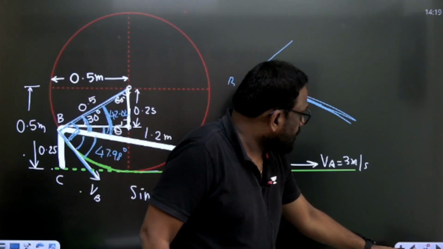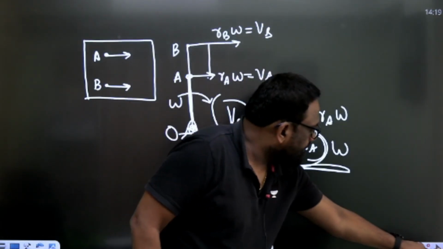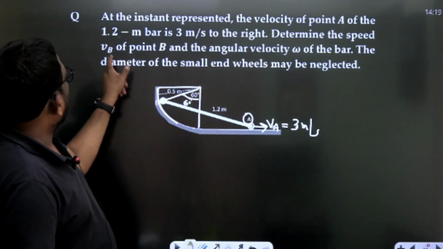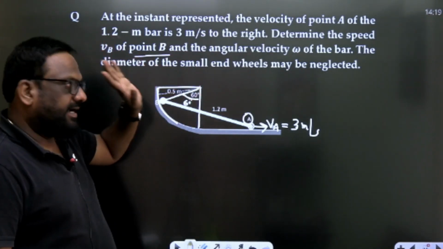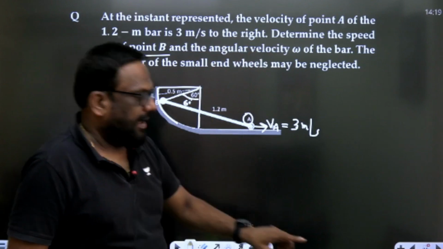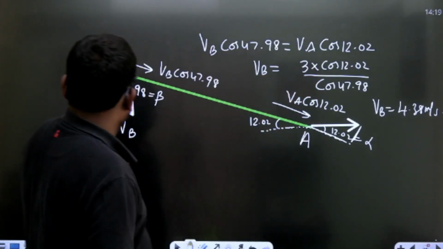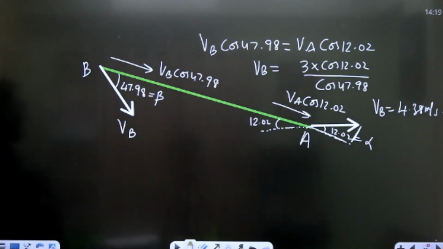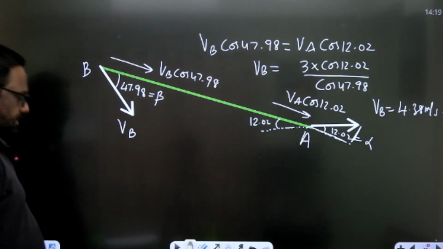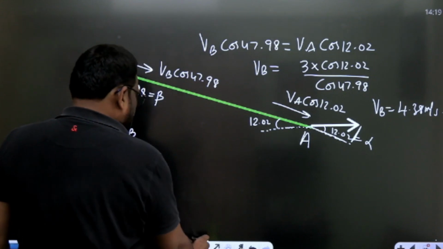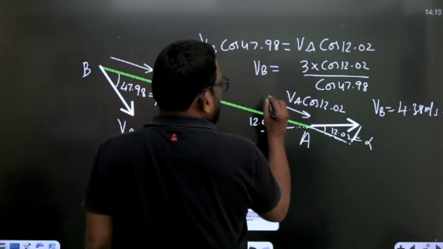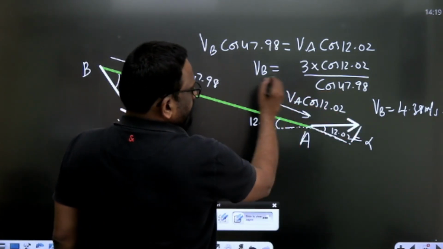Now, the question is not over, sir. Have a look once. What is the velocity of point B? 4.38. And the angular velocity of the bar. How to find out the angular velocity of the bar? It is very important, sir. How will you do it, the angular velocity of the bar? Okay, I'll show you how to do this. Let me do this by VB is 4.38.